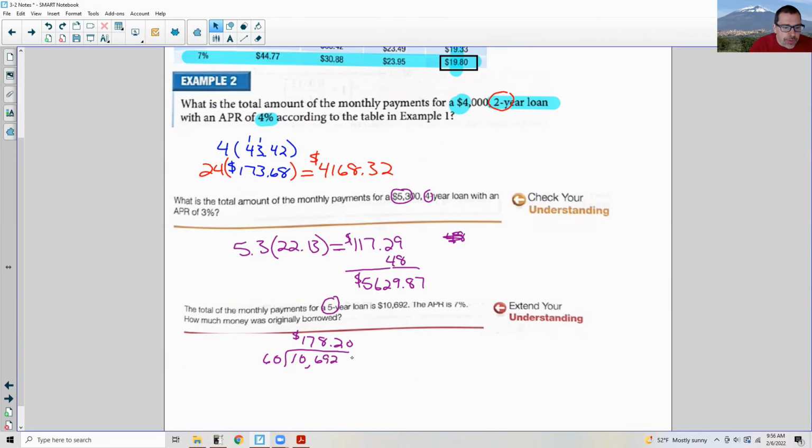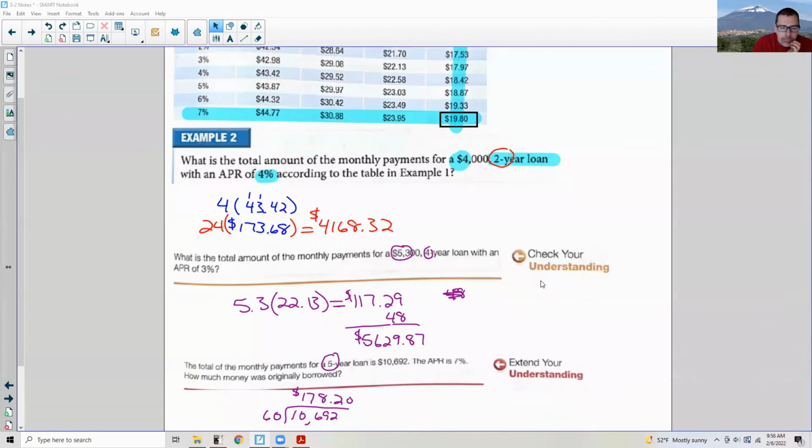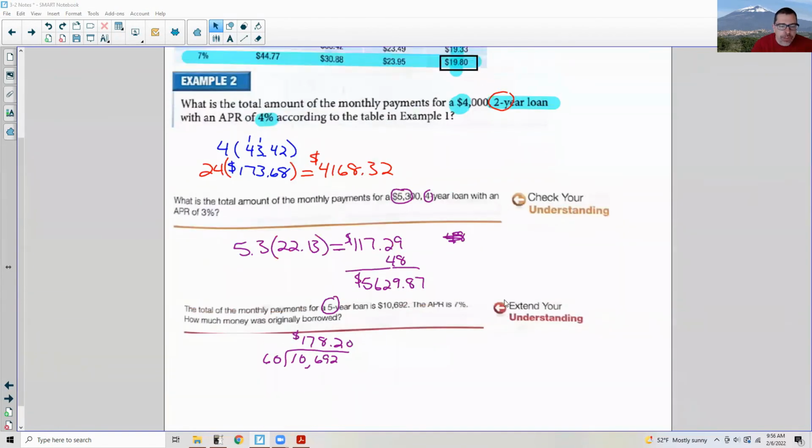So how much money was originally borrowed, we can find out by taking 178.20, our monthly payment, divided by 19.80. If this is our payment and we divide it by the payment per 1,000, then we're going to find out how much we borrowed. So $19.80 per 1,000.